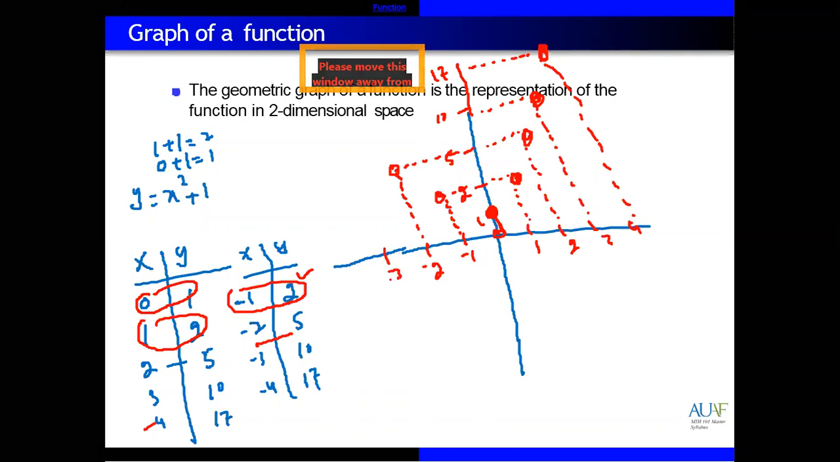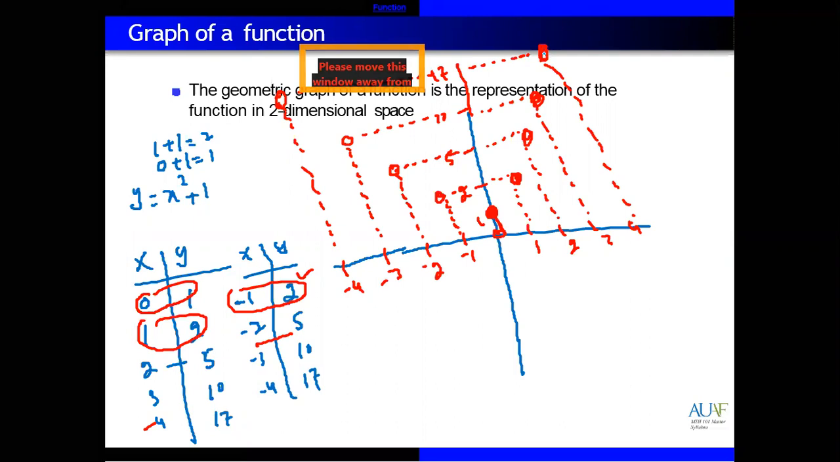Same, x is equal to -3. What is the value of y? 10. So joining -3 with 10. Next, if we have -4, so equal to what? 17. So joining one line from -4 with 17. Now these are points. So if we connect these points, this will give you the graph of y is equal to x square plus 1.